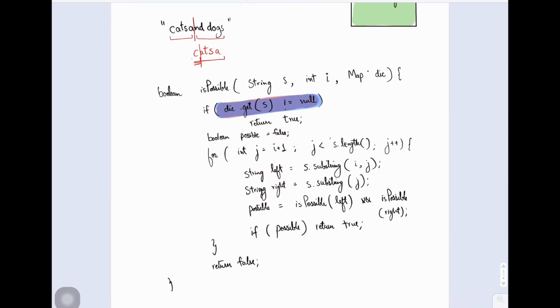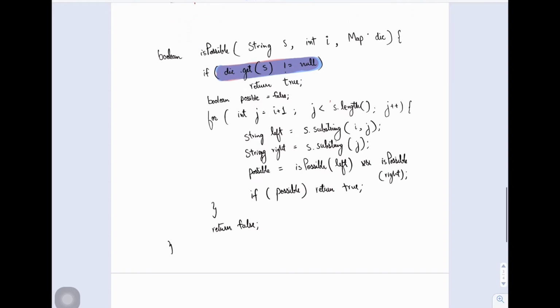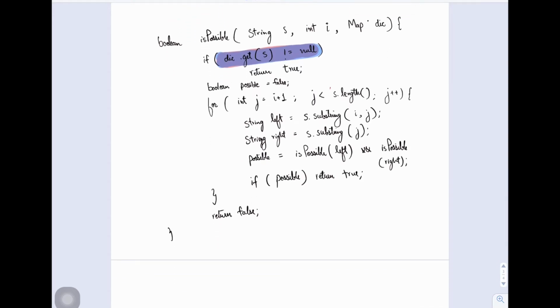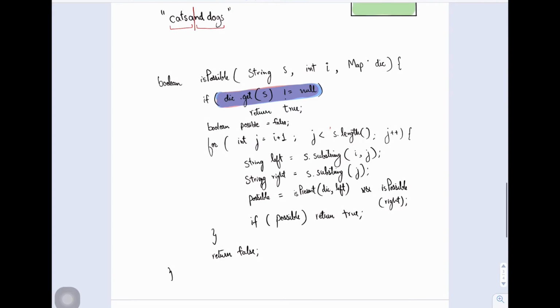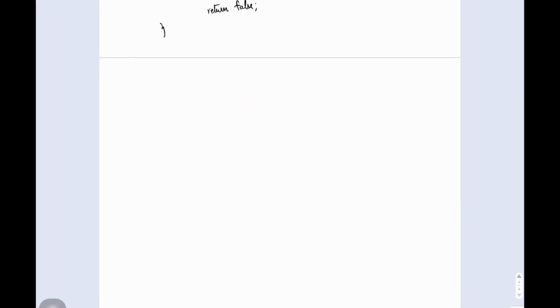What you need to do for the left hand side is only see if it's present in the dictionary or not. So I can remove this and I can instead write is present in dictionary the word left. So this is one modification that we did, seeing that we do not need to backtrack towards the left. Now let's quickly find out the time complexity.